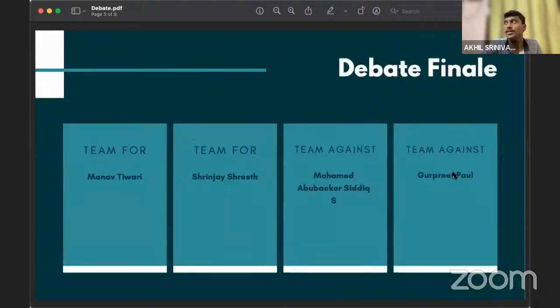Going forward, these four people are the debate finalists, and they are divided into two teams. Team For consists of Manav Tiwari and Shrinjai Shreyas, and team Against consists of Mohammed Abubakar Siddiq and Gurpreet Paul.